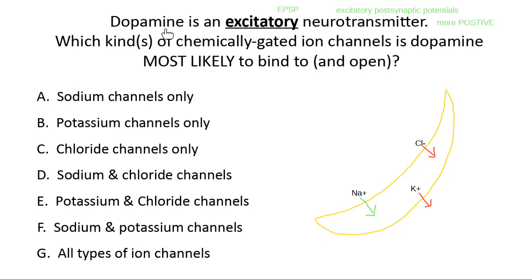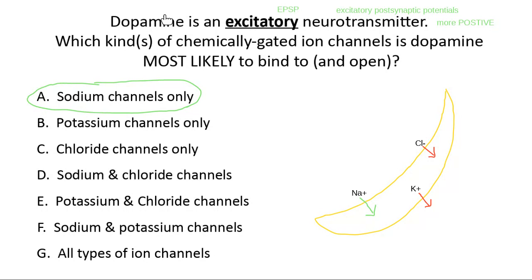So when I call dopamine an excitatory neurotransmitter, here's the first thing you should think: it's going to make me an EPSP. It's going to make my membrane charge go up. That's the first thing you should think, because it's an excitatory neurotransmitter. The second thing you should think is that it is going to open up chemically gated sodium channels, because that's the only kind that makes me more positive.